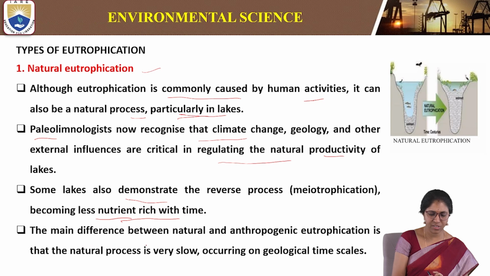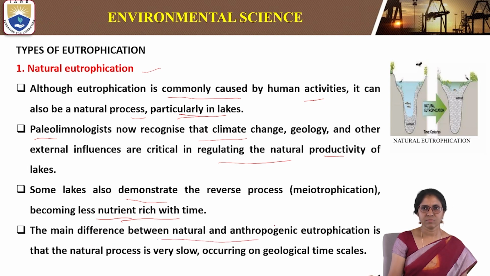The main difference between natural and anthropogenic eutrophication is that the natural process is very slow, occurring on geological time scales. Natural eutrophication takes place through natural processes like climate change, geology, and other external influences.